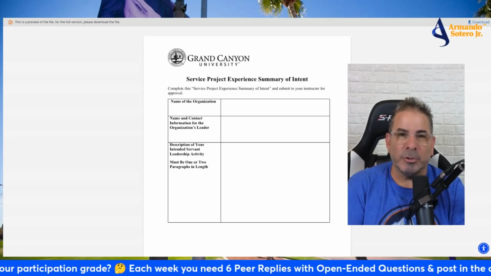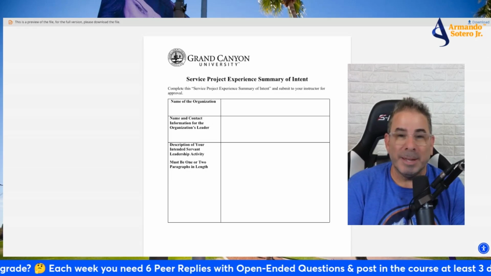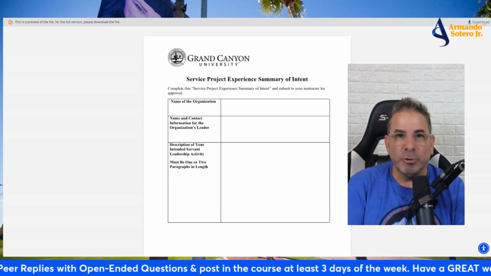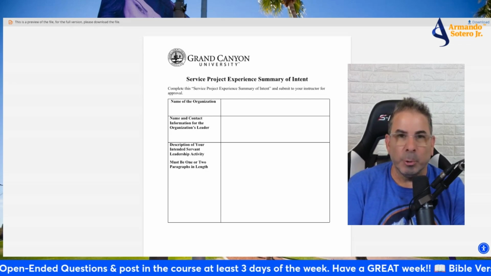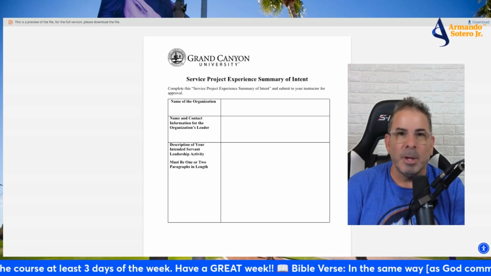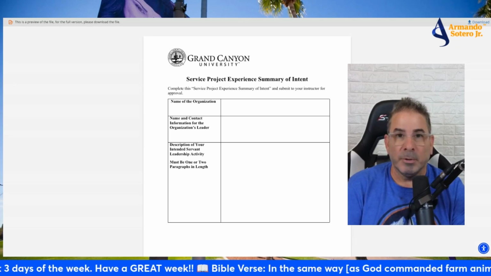Okay, next is going to be your project intent form. This is where you actually are going to write what you plan and intend to do at this service project. This usually will come after you chose the organization, you've spoken to someone there, and you've made some type of agreement for you to participate.